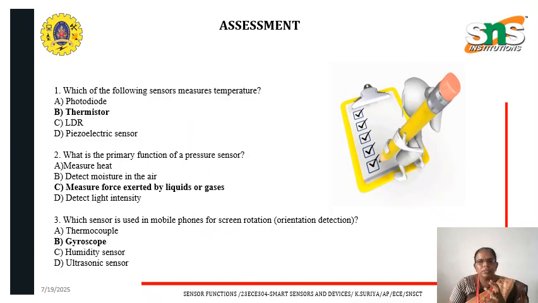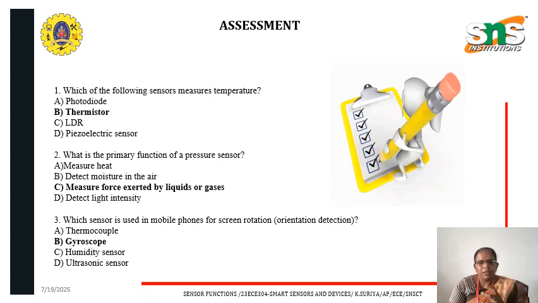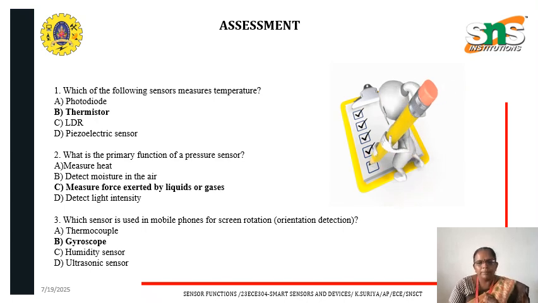Hope you understood the functions of the different types of sensors. Let us take up some assessment questions. Which of the following sensors measure the temperature? Photodiode, thermistor, LDR, piezoelectric sensor. The answer is thermistor.